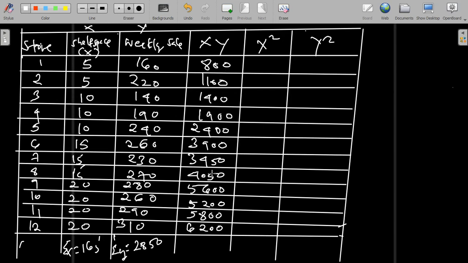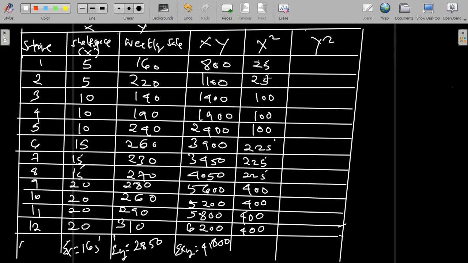So we find x square, but before that we sum the xy. The summation of xy will give 41,800 as you observe. Then we take the summation of x square. We take x raised to the power of 2, that will give 25, 25, 100, 100, until 400, 400, 400 again. Then we find the summation. The summation of x square would be equal to 2,625.